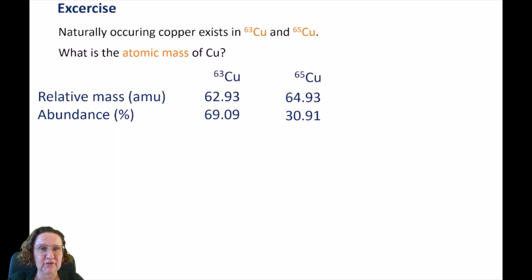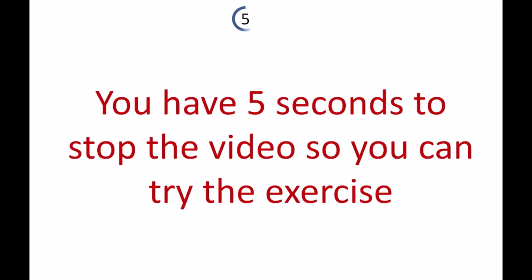Let's do a little exercise, looking at copper. Copper has 2 naturally occurring isotopes, copper 63 and copper 65. You've got here how much each of them weighs, and their relative abundance. So I'm going to ask you to stop the video and work out the atomic mass of copper, the one that you would find in the periodic table. So stop the video now, please.